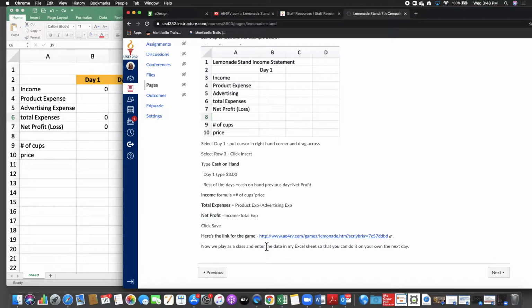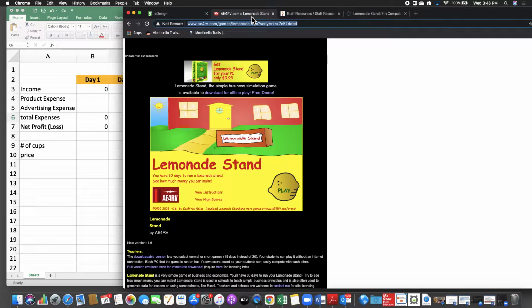Okay, so here's the link for the game. You're going to click on that. It's going to take you here. You might have to enable the Flash, so allow the Flash Player to work. So the goal is 30 days to run a lemonade stand. And again, we only did 10, but if you make it past 10, you can keep going. That's kind of the goal there.